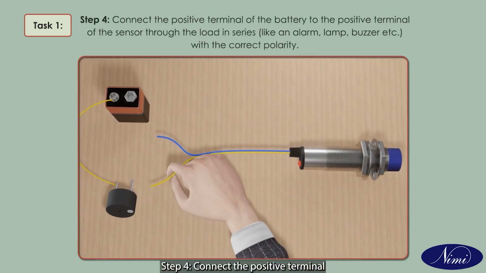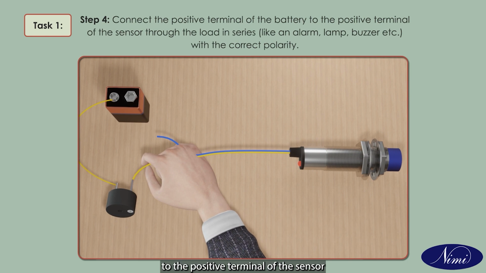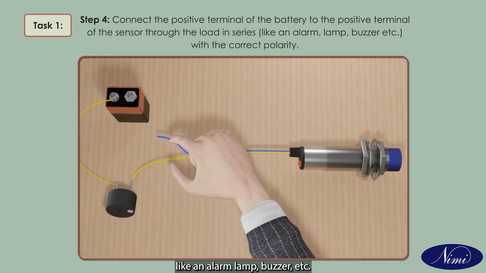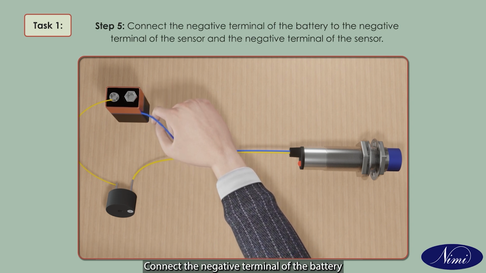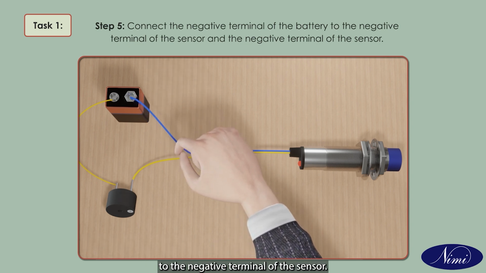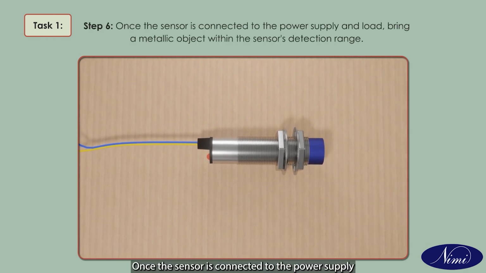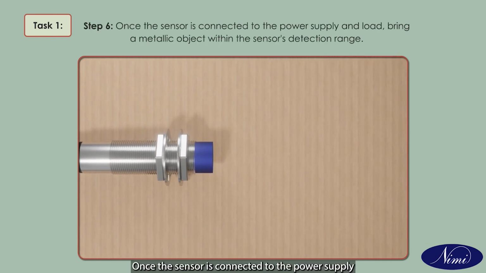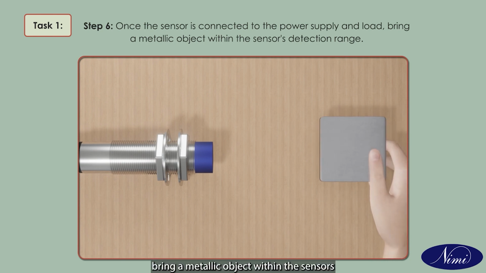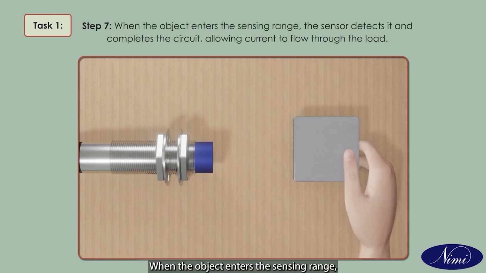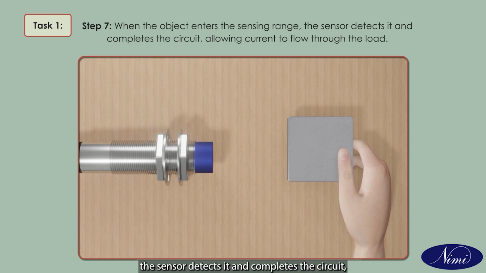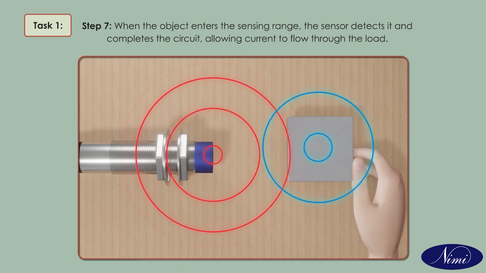Step 4. Connect the positive terminal of the battery to the positive terminal of the sensor through the load in series, like an alarm, lamp, buzzer, etc. with the correct polarity. Step 5. Connect the negative terminal of the battery to the negative terminal of the sensor. Step 6. Once the sensor is connected to the power supply and load, bring a metallic object within the sensor's detection range. Step 7. When the object enters the sensing range, the sensor detects it and completes the circuit, allowing current to flow through the load.